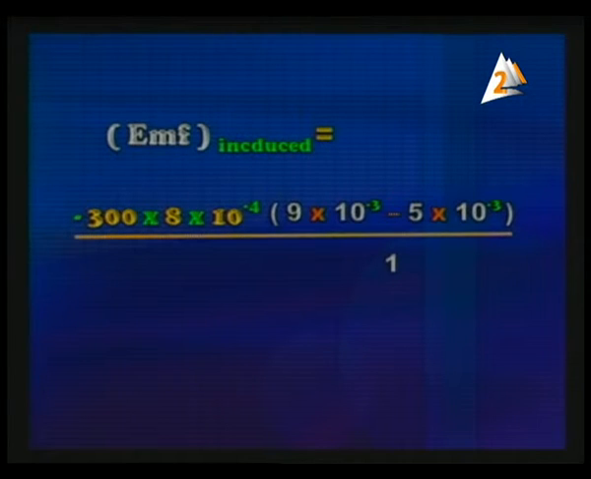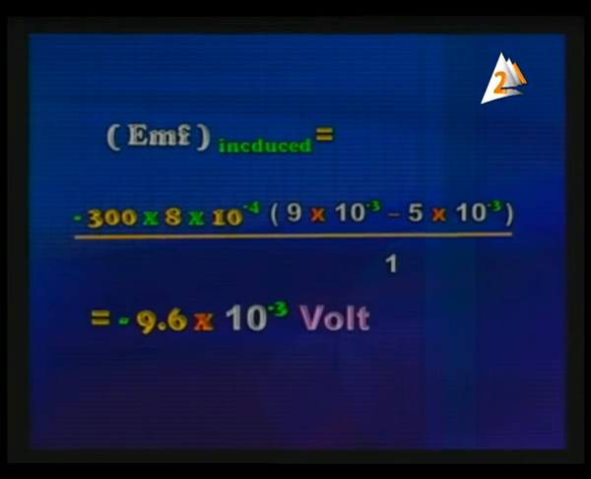So number of turns 300 times 8 times 10 to the power of negative 4. 8 times 10 power negative 4 is the area. B is changed from 5 to 9. So the difference, 9 times 10 power negative 3 minus 5 times 10 power negative 3 over the time. This happened in a time of 0.1 second. The EMF will be equal to minus 9.6 times 10 to the power of negative 3 volt.